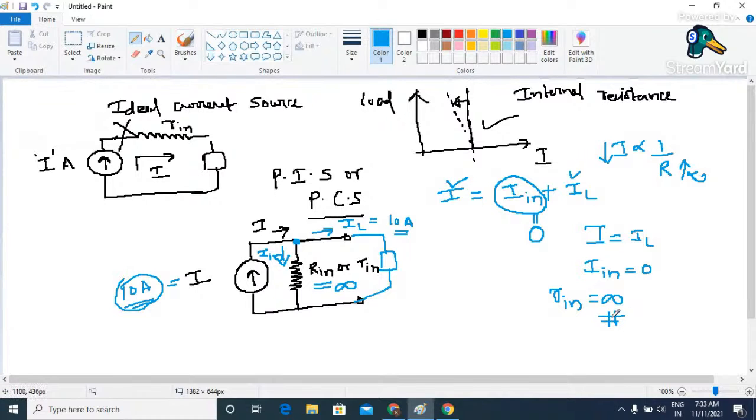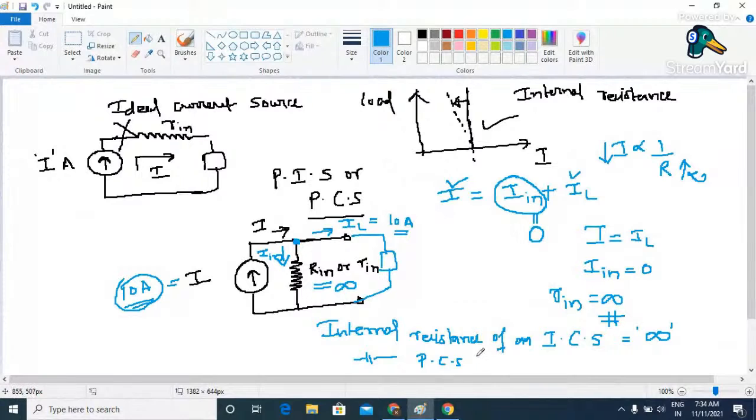Because from this particular expression we conclude that the internal resistance of an ideal current source is infinite, and the internal resistance of a practical current source is as high as possible. This is very, very important. So this you have to remember.